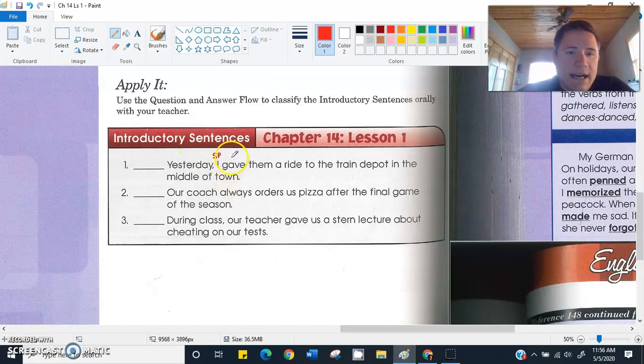What's being said about I? I gave. I gave what? Gave ride. To whom? Them. Now, I like to get these out of the way. Maybe you even like to do it earlier. I find all my prepositions and I stick parentheses around their objects, because to depot, in middle of town.